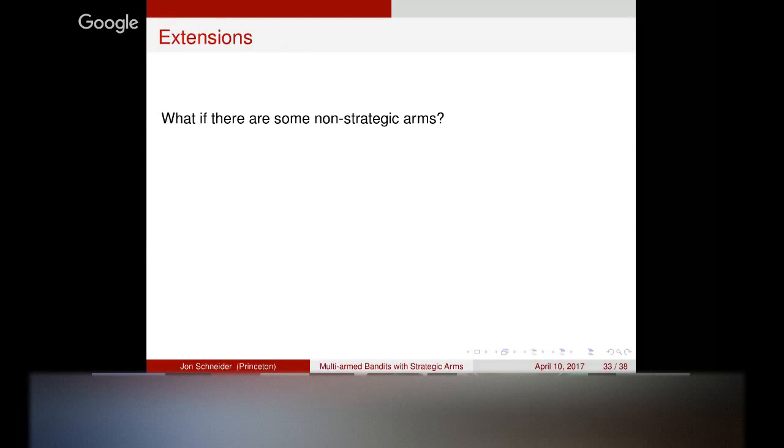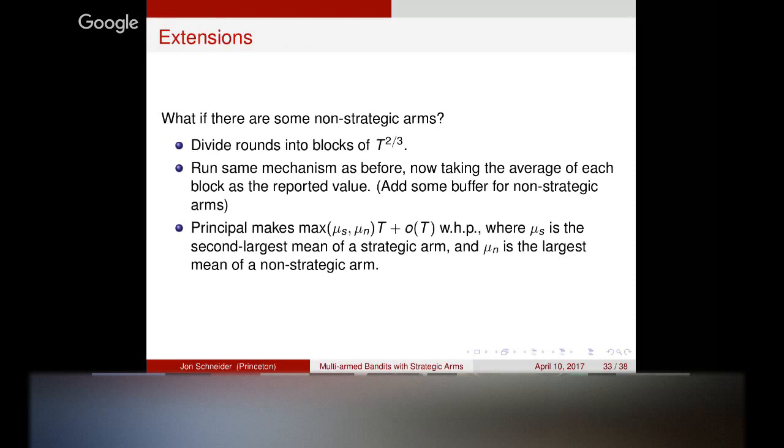The other extension, which you mentioned earlier, is what if there are some non-strategic arms? That's another question you might ask, because non-strategic arms aren't good at participating in this auction. But it turns out you can fix the previous protocol so that even non-strategic arms participate. Basically, instead of asking every arm to report their mean, like in the first rounds, you just divide all the rounds into blocks of size T to the 2/3. And now they'll just use the average value in these blocks as what they report.